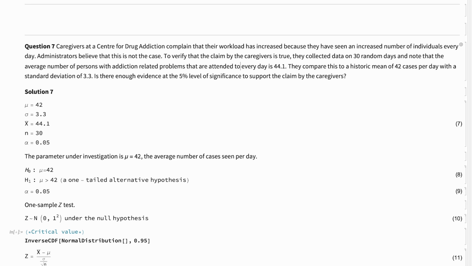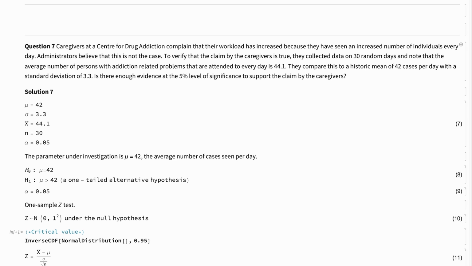So we've got to test this claim. To verify the claim by the caregivers, they collect data on 30 random days and note that the average number of persons with addiction-related problems that are attended to every day is 44.1. They compare this to a historic mean of 42 cases per day with a standard deviation of 3.3. Is there enough evidence at the 5% level of significance to support this claim by the caregivers?